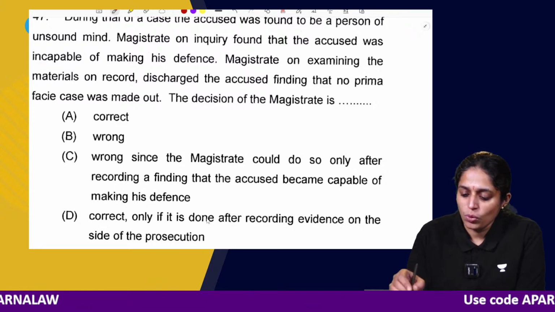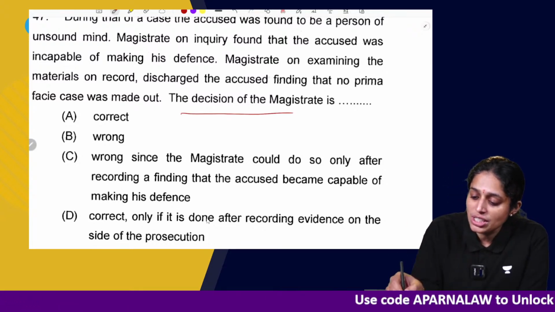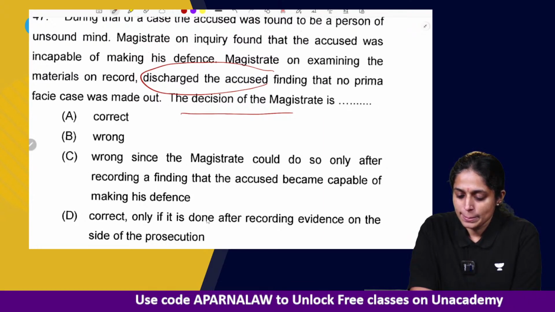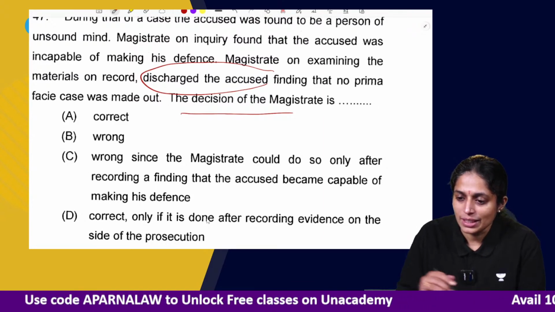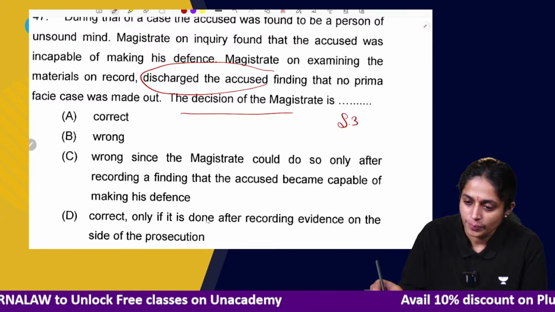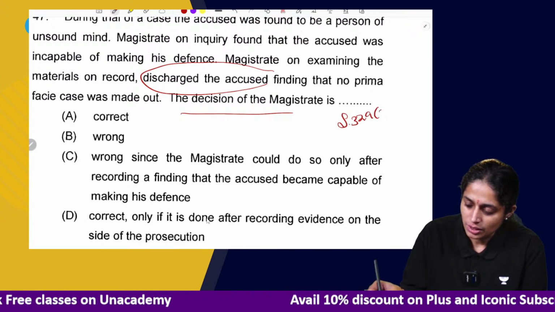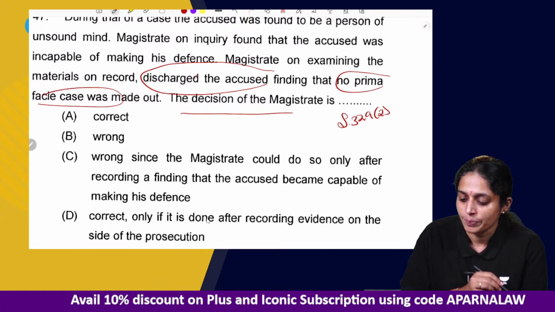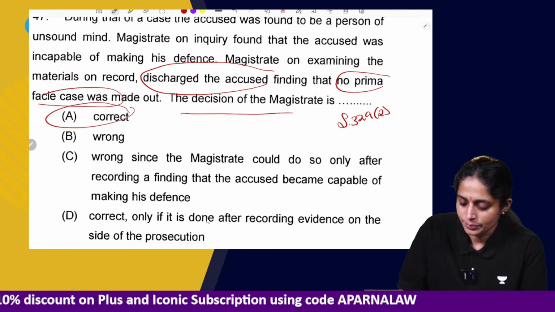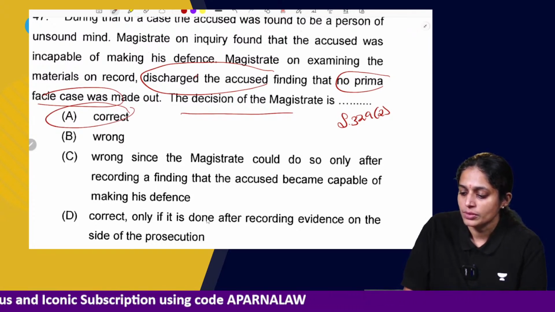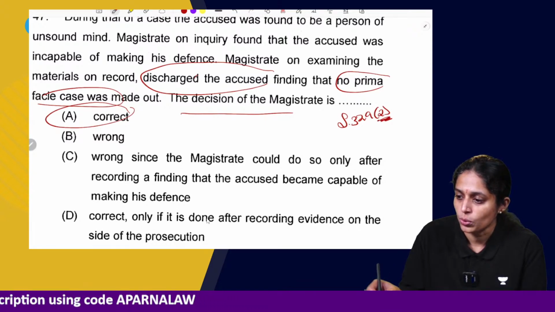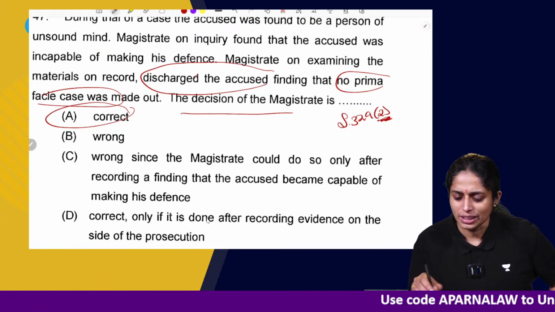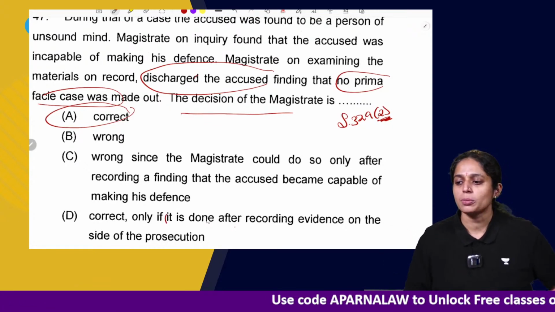So, what about the decision of the magistrate when he is discharging the accused of unsound mind? This is a case under section 329. So, when no prima facie case is made out, then he can be discharged. It is correct, A. Subsection 2 says so. It can be discharged. So, these conditions directly, that is possible.